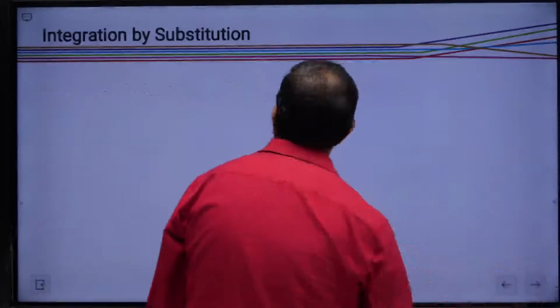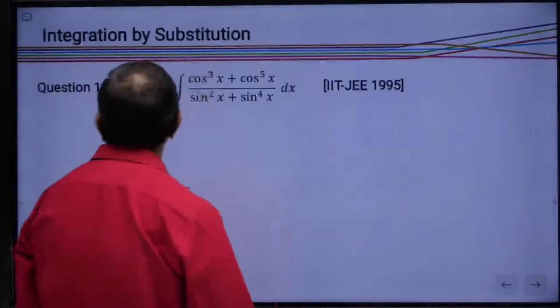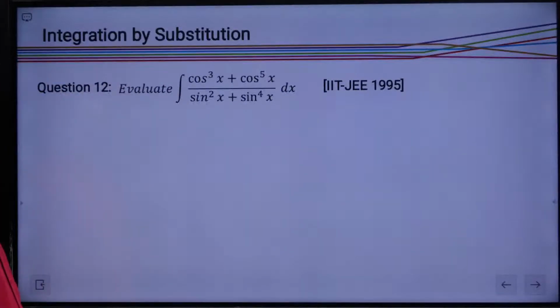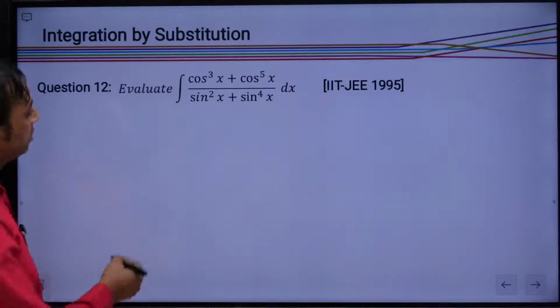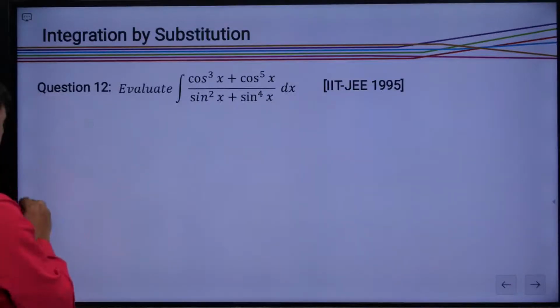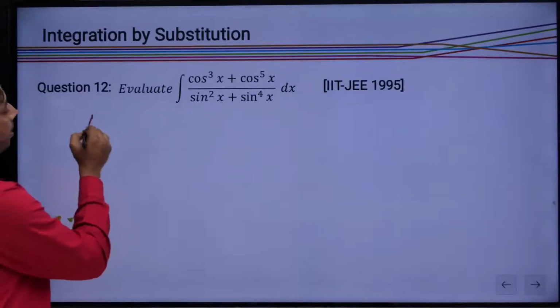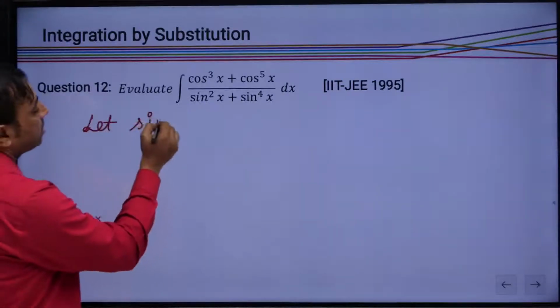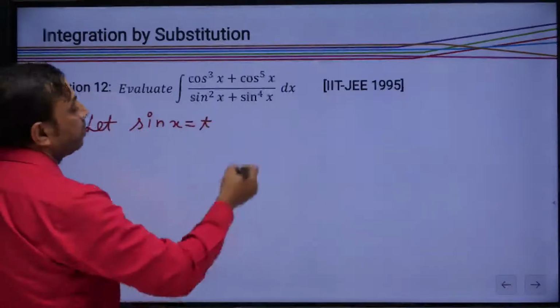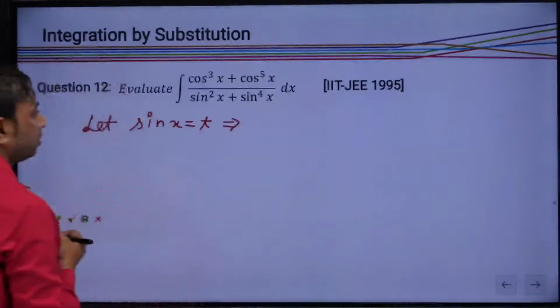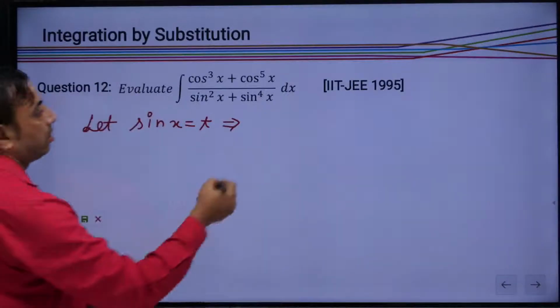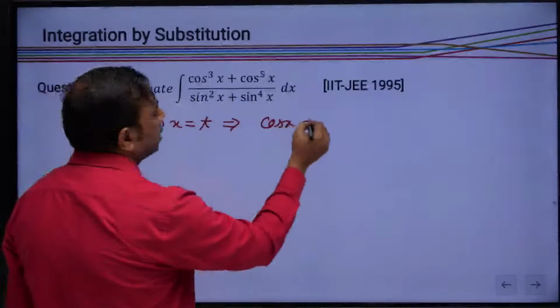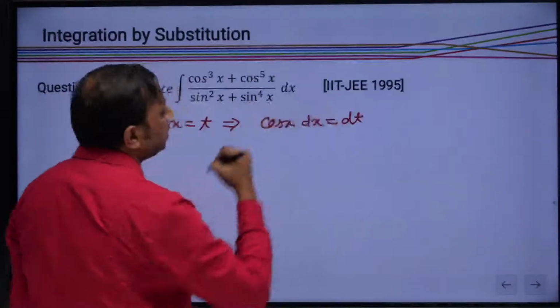Now let's move to one more example, one more problem. Integration of (cos cube x plus cos to the power 5x) upon (sin square x plus sin 4x) dx. In any situation we need to choose the substitution wisely. So what we are choosing here: let sin x equal t. So it will give us cos x dx equal dt.